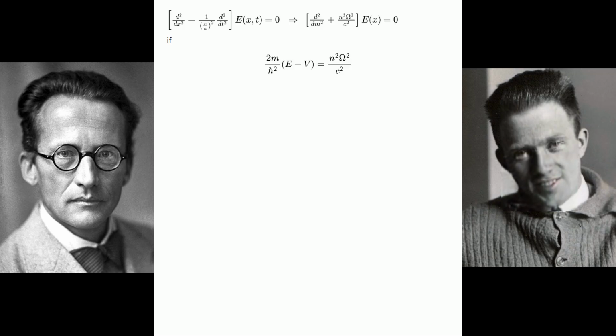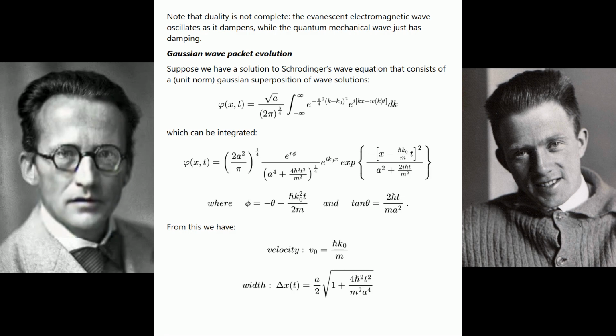If. See the equation. Note that duality is not complete. The evanescent electromagnetic wave oscillates as it dampens, while the quantum mechanical wave just has damping. Gaussian wave packet evolution. Suppose we have a solution to Schrödinger's wave equation that consists of a unit norm, Gaussian superposition of wave solutions. See the equation, which can be integrated. See the equations. From this we have.